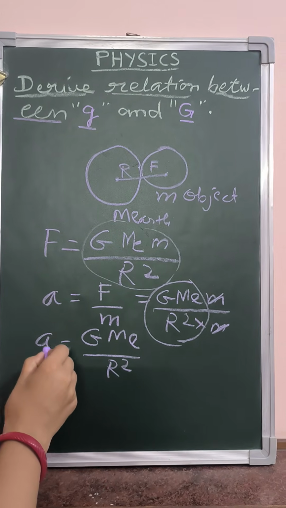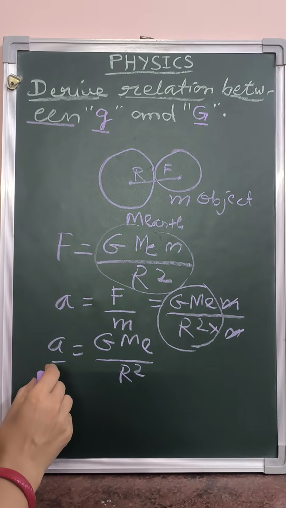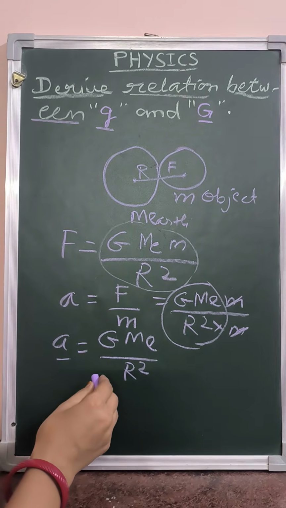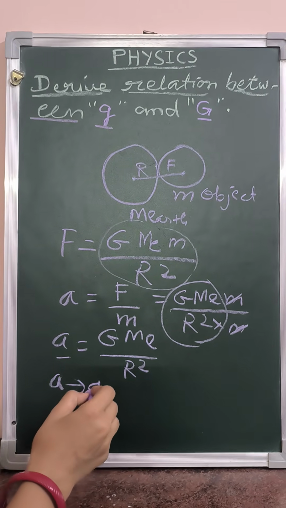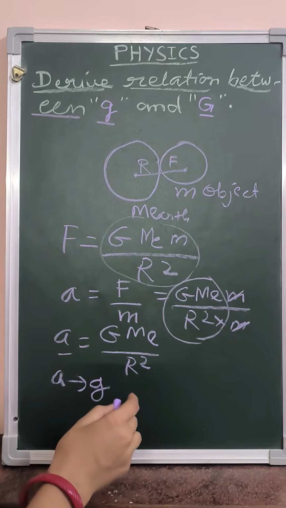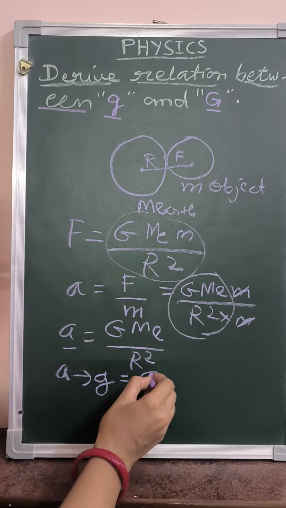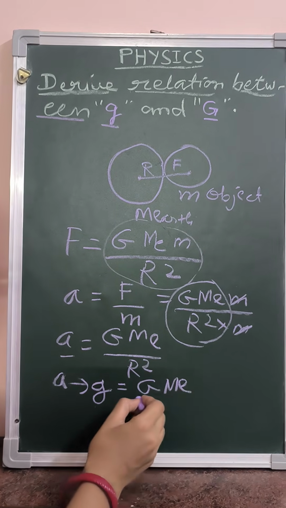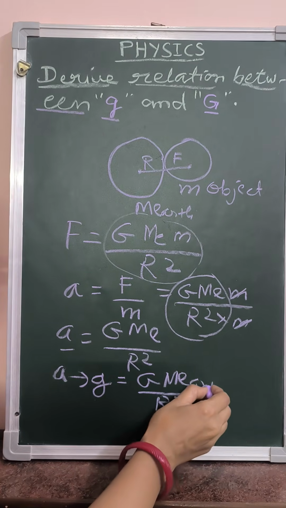This a is the independent acceleration towards the earth. Now this acceleration is developed into free falling acceleration due to gravity, that is g, and this g value will become G ME by r square. Here ME is the mass of the earth.